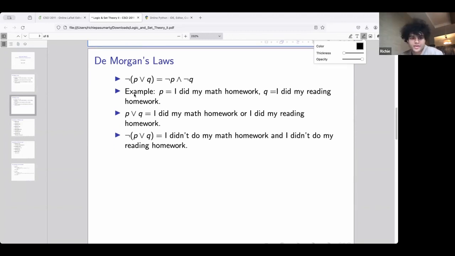So here's the second one. It says that the negation of P or Q is not P and not Q. So let's use the same statements, P and Q. I did my math homework. I did my reading homework. In this situation, P or Q would be I did my math homework or I did my reading homework. So what would the negation of that be? The negation would be that I didn't do either of them. So not (P or Q) is I didn't do my math homework and I didn't do my reading homework.